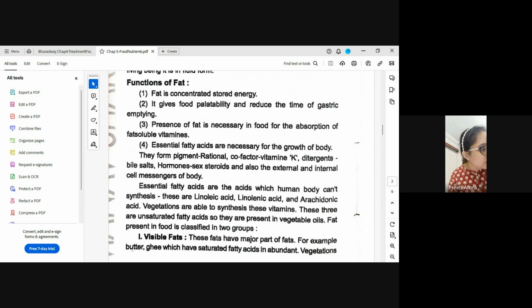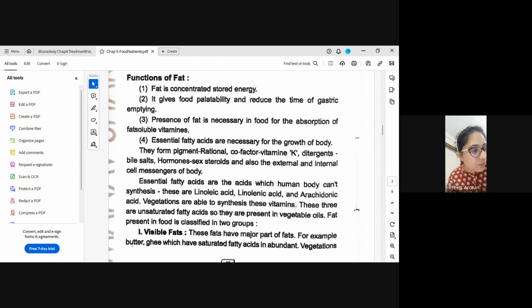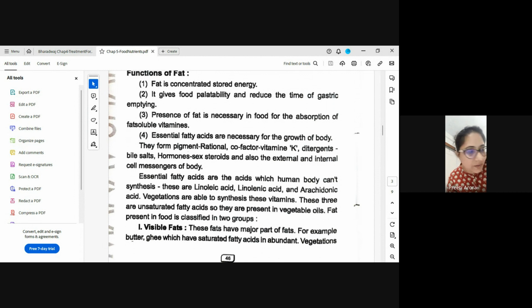Then the next is that the presence of fat is necessary in food for the absorption of fat-soluble vitamins. That is the third point that we have here. So there are two types of vitamins. You have the fat-soluble vitamins and you have water-soluble vitamins. Fat-soluble vitamins are those vitamins which are soluble in fat. And water-soluble vitamins are those vitamins which are soluble in water. The examples of fat-soluble vitamins are vitamin A, vitamin B, vitamin E, vitamin K. And the water-soluble vitamins are vitamin C and vitamin D.